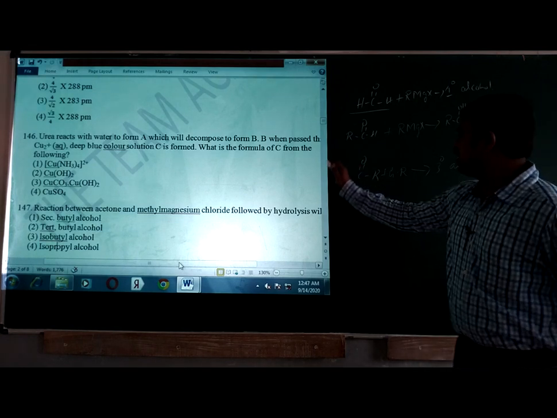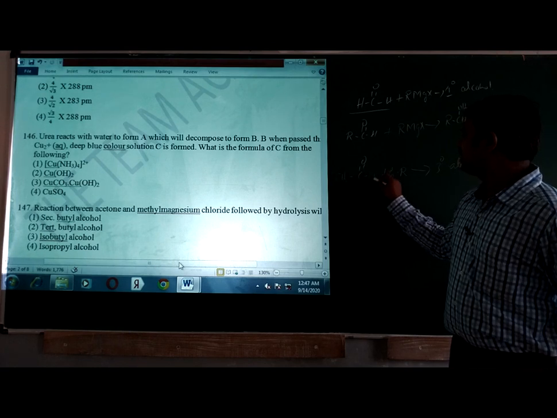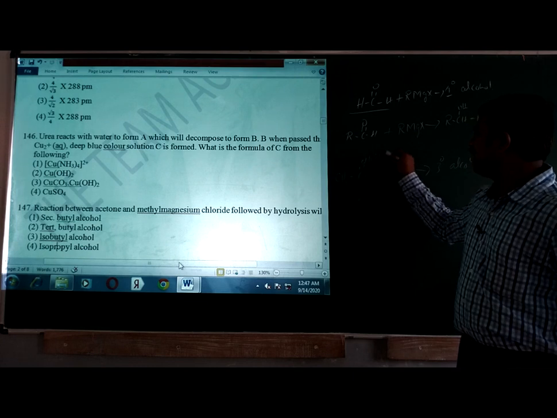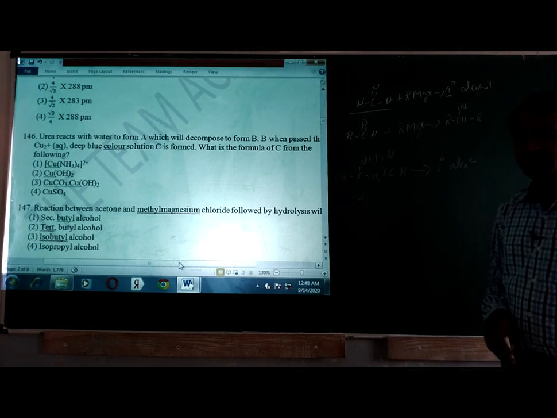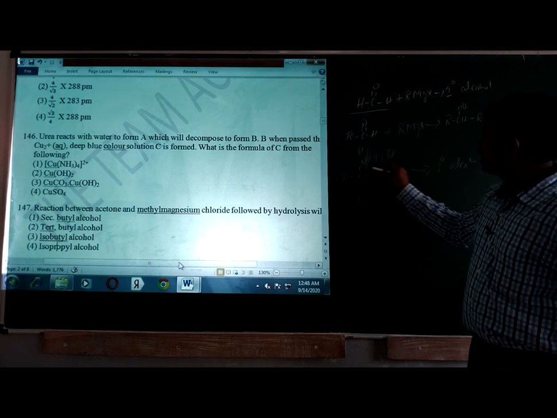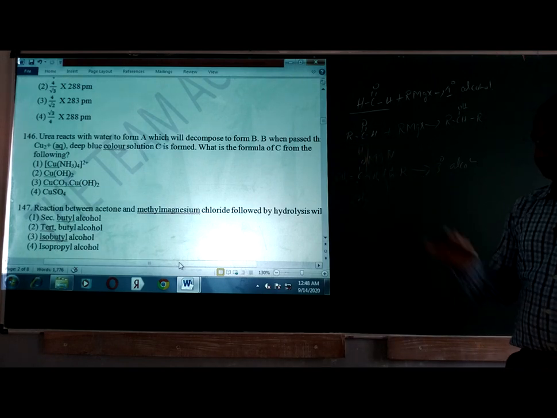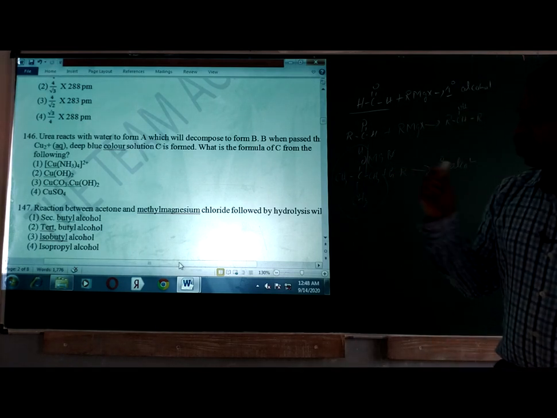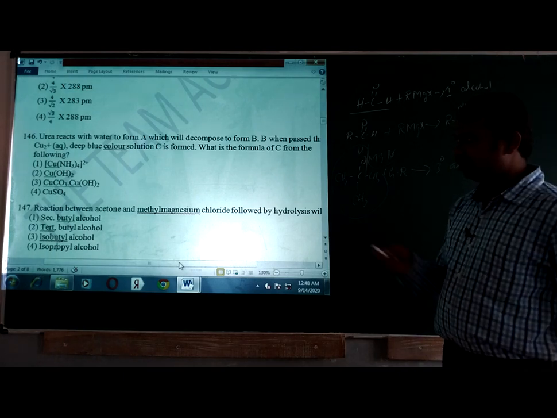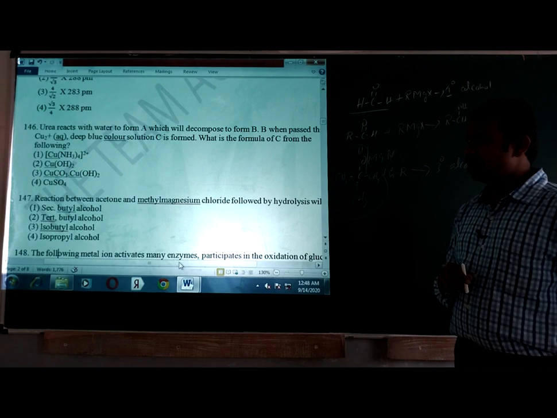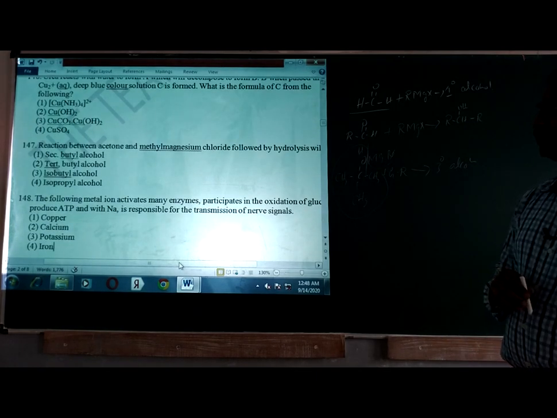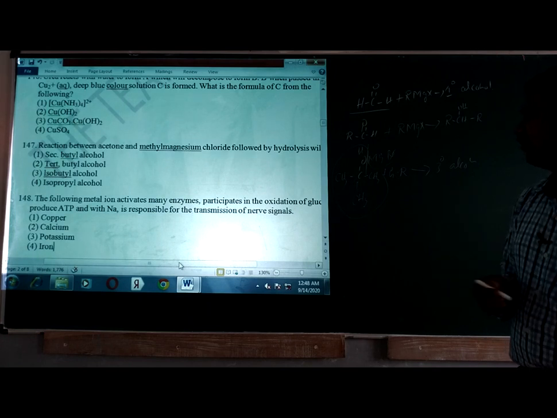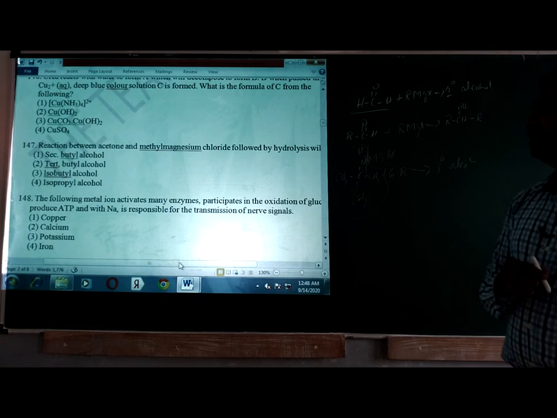When acetone, here CH3COCH3, reacts with methyl magnesium bromide and undergoes hydrolysis, you will get tertiary butyl alcohol as the answer. The options are secondary butyl alcohol, tertiary butyl alcohol, isobutyl alcohol and isopropyl alcohol. The answer is tertiary butyl alcohol. Next one.